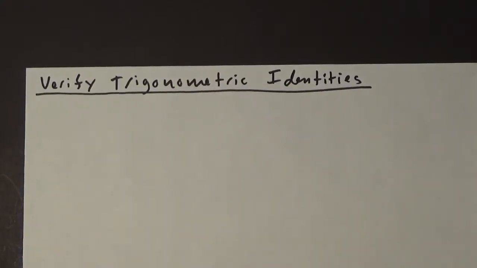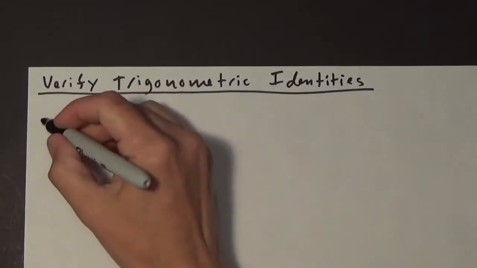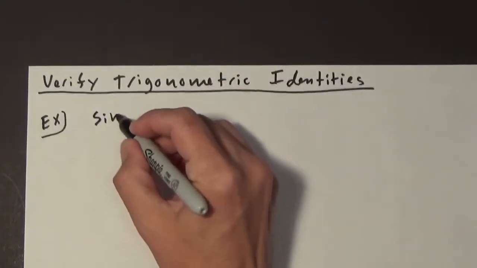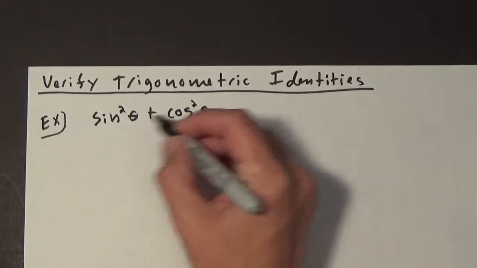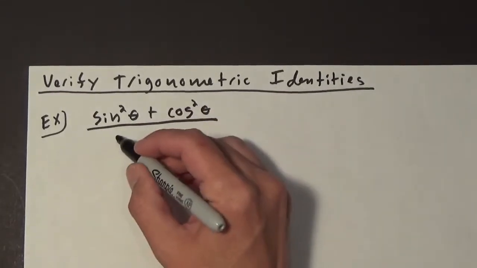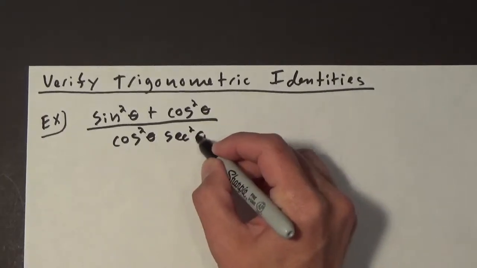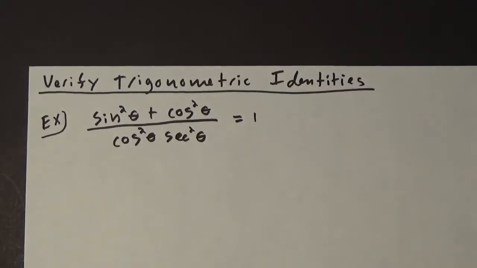In this video, we're going to look at how to verify trigonometric identities. So let's look at an example. And here we have the sine squared of theta plus the cosine squared of theta all over the cosine squared of theta equals 1 over secant squared of theta. And we want to verify this.